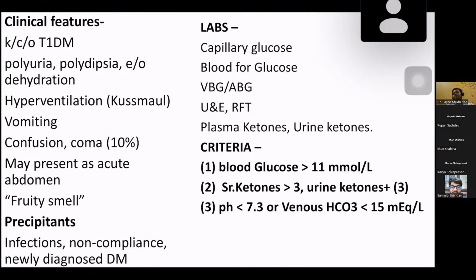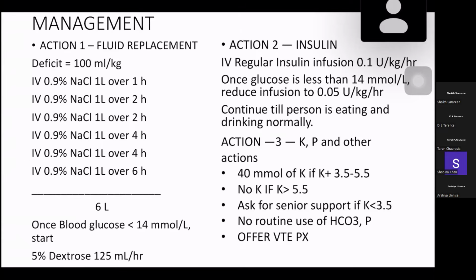But even before that, you have to start treating him for his dehydration. So I'll go to that next. There are 3 actions. First is that we have to treat his fluid deficit. Second, we have to give him insulin to reduce his ketogenesis in the body. And third, we have to look at the other electrolytes, which can be deranged due to the dehydration and other things.